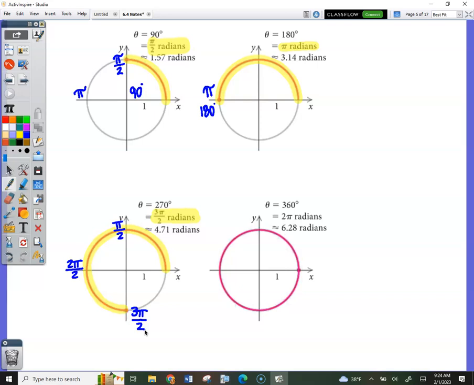The equivalent in terms of degrees from here to here is 270 degrees. And then, of course, a full rotation is 2 pi or 360 degrees.